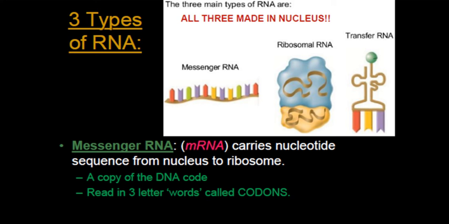With RNA, we have three different types. The first type is messenger RNA, commonly known as mRNA. It's called messenger because it is carrying the nucleotide sequence from the nucleus to the ribosome. This is through a process called transcription, which we are going to focus on in this video. RNA is simply a copy of the DNA code. We're not replicating DNA. We're simply taking a segment of that DNA and making a copy of it, getting that code out to make a particular protein.